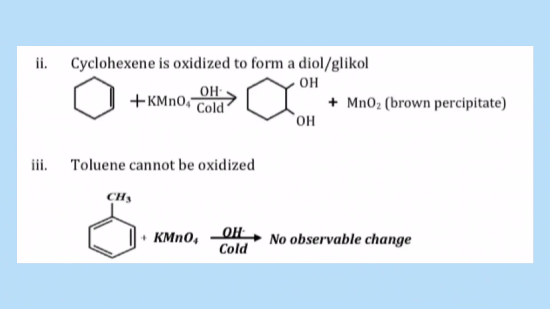3 Roman. Toluene cannot be oxidized. So, the equation is toluene bonded with CH3 plus reagent Baeyer's test, which is KMnO4 and OH- cold, and the reaction has no observable change.